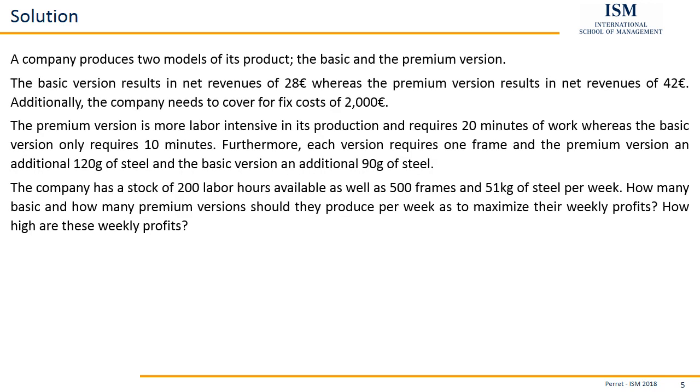Then in the next step, we're working our way through our constraints. We start with the first constraint. Here we can see the first part we find is on labor. It says 20 minutes of work for the premium version and 10 minutes of work for the basic version. So that's the requirements. Then we have the additional information. We have a stock of 200 labor hours.